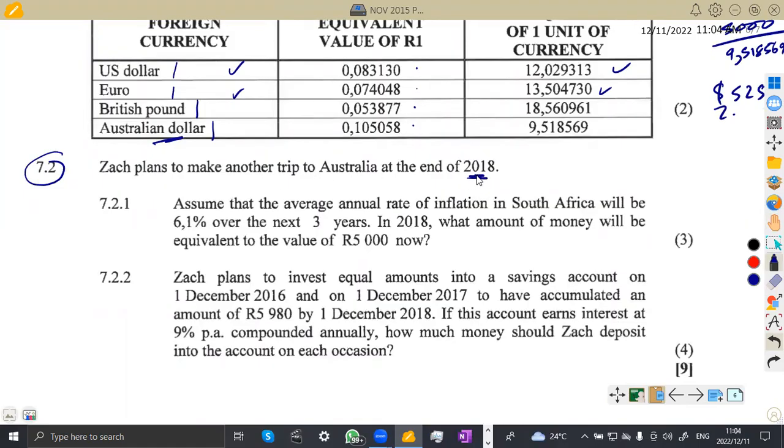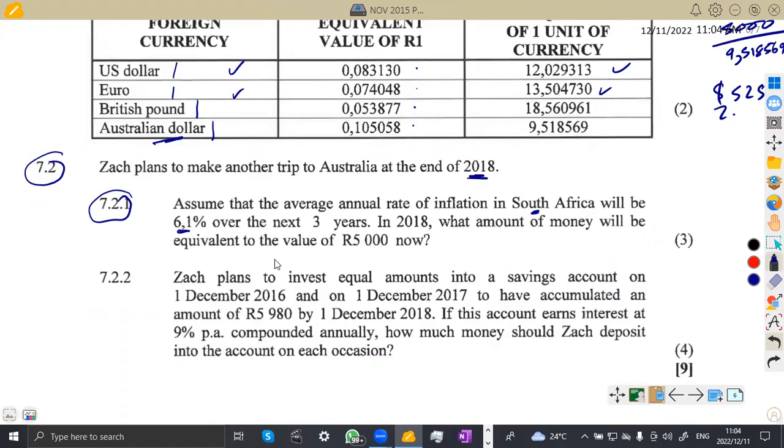All right, on 7.2, we are now given that Zek plans to make another trip to Australia at the end of 2018. On 7.21, assume that the average annual rate of inflation in South Africa will be 6.1% over the next 3 years in 2018. What amount of money will be equivalent to 5,000 Rand now?